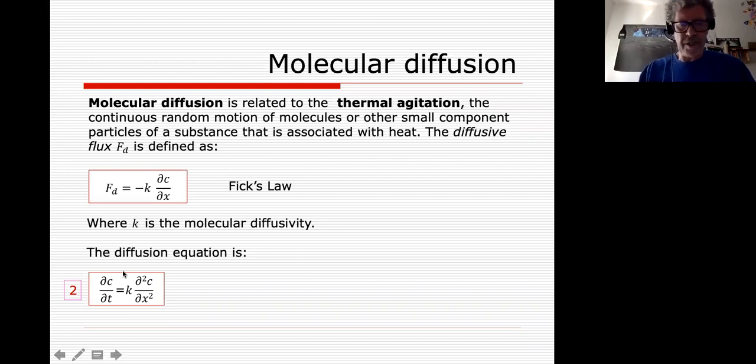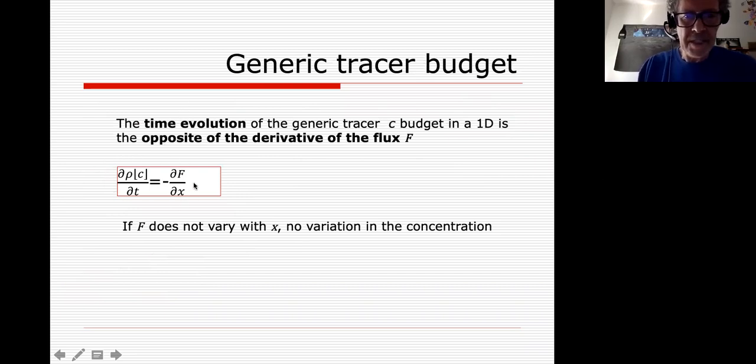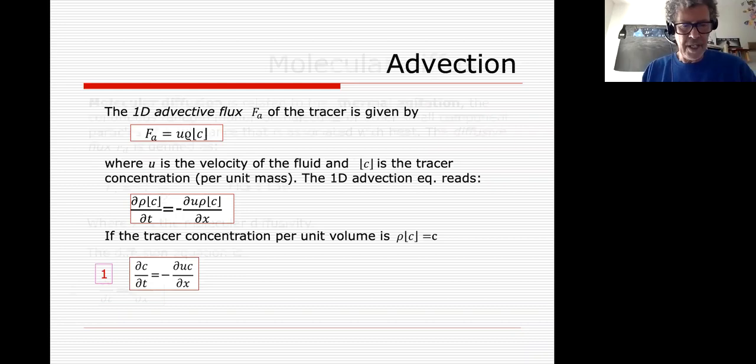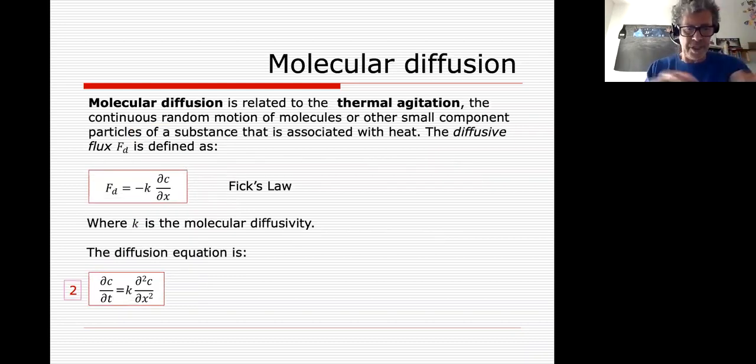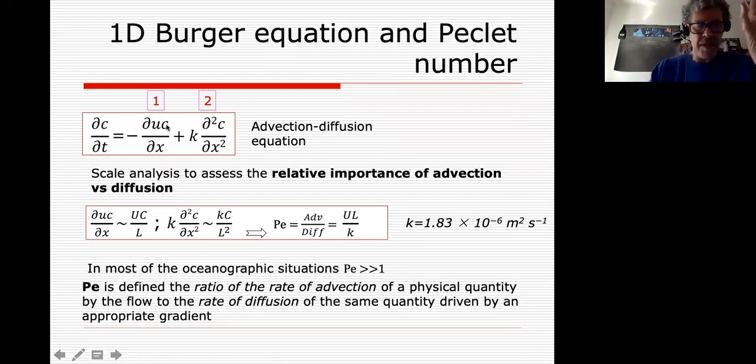So we have the first equation we saw before, number one, the advection equation, obtained by putting the advective flux into the generic tracer budget. Then you have the same kind of equation, which turns out to be the diffusion equation, just putting Fick's law into the generic tracer budget. Combining the two, we obtain what's called the Burgers equation, or the advection-diffusion equation. You can recognize that the time rate of change of the concentration of the generic tracer is obtained by one term due to the advection, and the other due to the molecular diffusion.